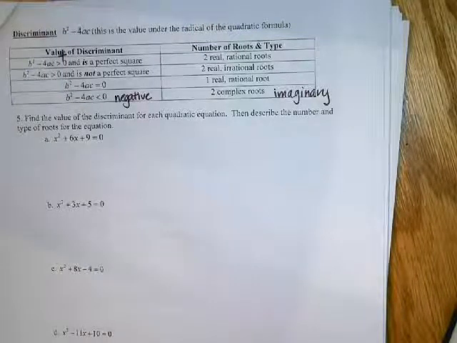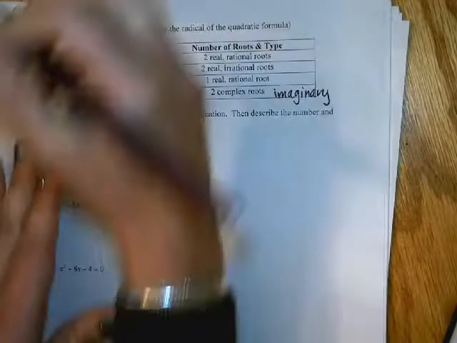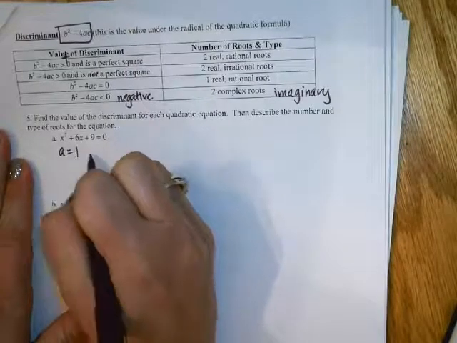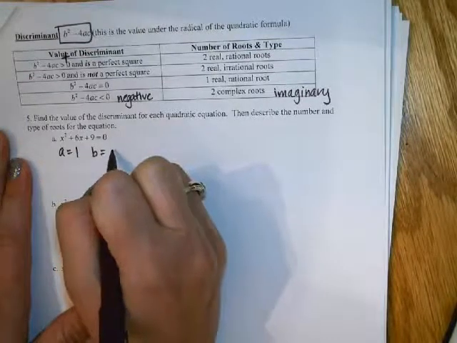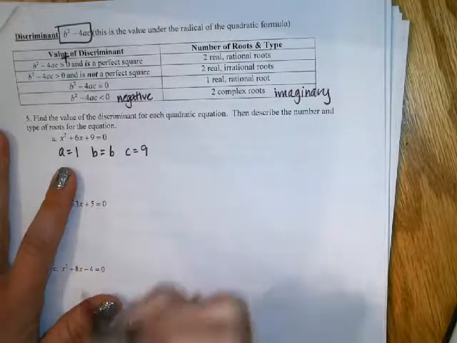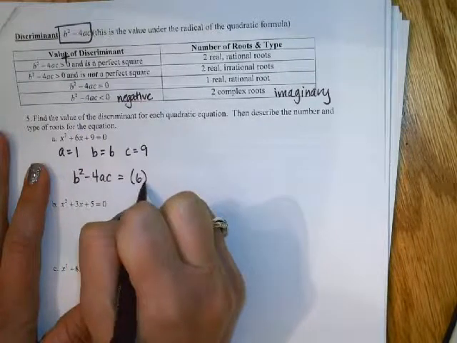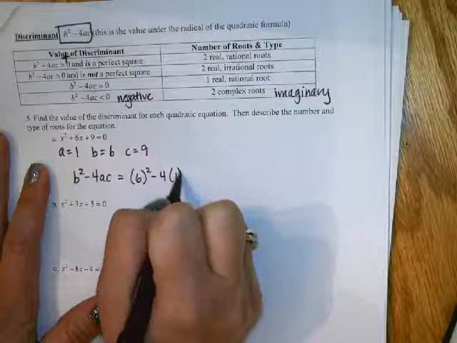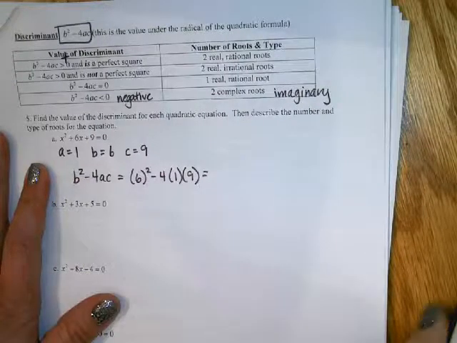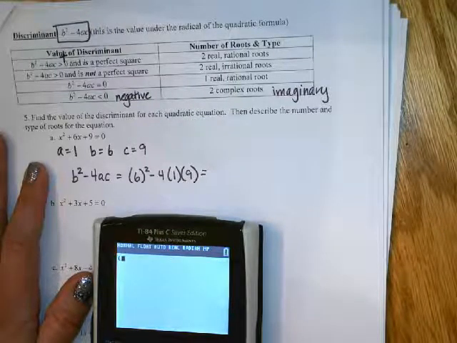Okay, so number 5 says find the value of the discriminant for each quadratic equation, then describe the number and type of roots for the equation. So you're just doing that b squared minus 4ac part. So again, I'm just going to list a, b, and c. So a is 1, b is 6, c is 9. So b squared minus 4ac is 6 squared minus 4 times 1 times 9. I'm going to put that guy in my calculator. Again, just use lots of parentheses. I don't charge you for them.